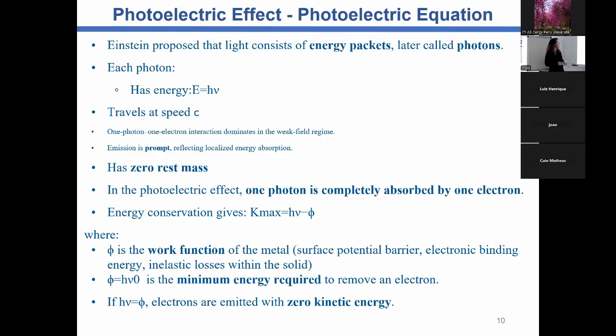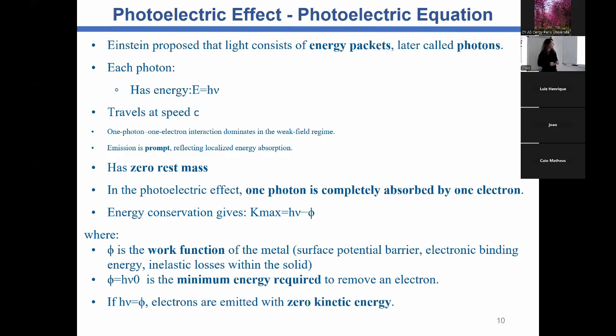And the photon also has zero mass, and the photoelectric effect can be described using conservation of energy and the relationship with those experiments: kinetic energy equals hν minus φ. So hν is the energy of the photon, and when the photon interacts with matter, φ gives the work function of the material, and this work function is related to the potential barrier and the electronic binding energy, as well as some analyzed fluxes inside the material.